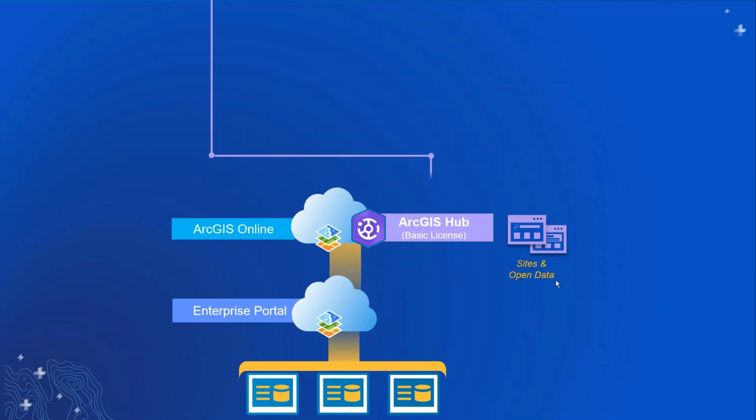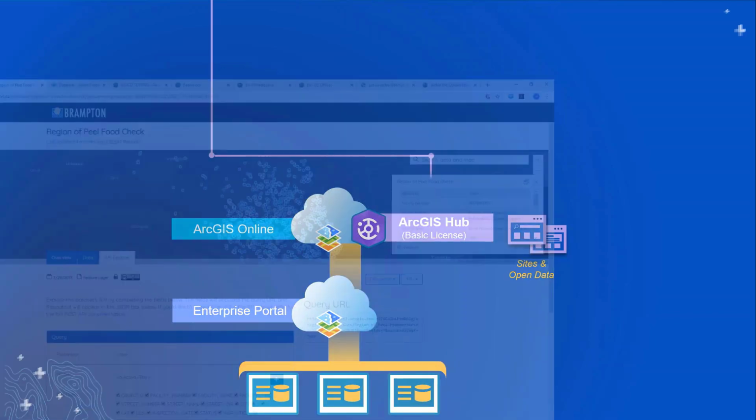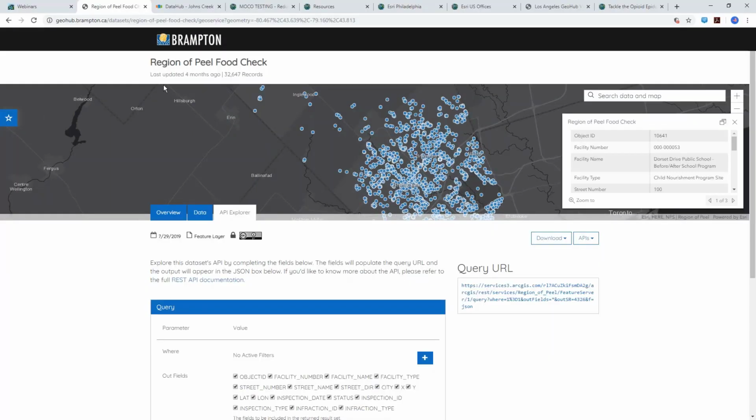So ArcGIS Hub is specific to ArcGIS Online, and what it comes with is open data, which we saw in that example from Brampton, and then it also comes with sites. So in addition to having the open data, we can build a powerful website, completely configurable, no coding required, and we can build all that within the Hub system. And Esri's is the number one open data portal in the world. Last I heard, I think 22,000 sites are deployed using ArcGIS Hub. That number may have gone up since then.